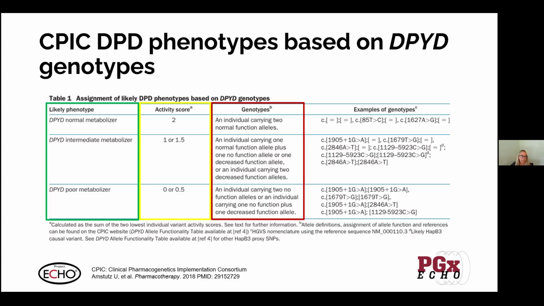A DPYD intermediate metabolizer would have an activity score of 1 or 1.5, and this is the result of having 1 or 2 decreased function variants. And the DPYD poor metabolizers, shown in row 3, have an activity score of 0 or 0.5, and so they have either 1 decreased and 1 no function variant or 2 no function variants.